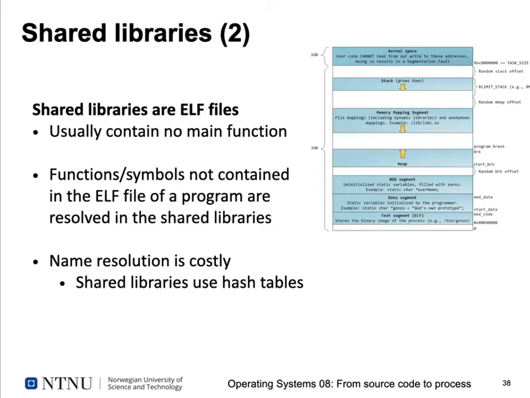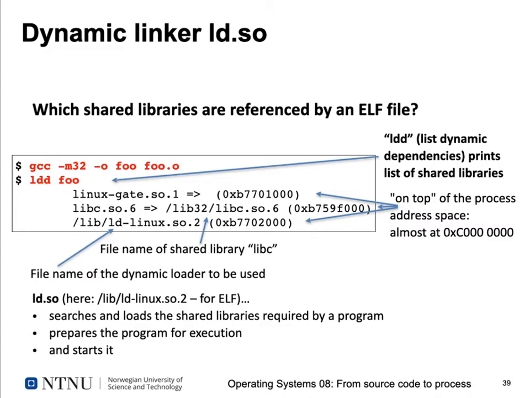And this name resolution is costly, so shared libraries usually use hash tables for this, because there can be several thousand or even tens of thousands of names defined in such a system using shared libraries. So how can we find out which shared libraries are actually used or referenced by an ELF file? So let's try to compile an example program again. And we compile our program like we've seen before, just now generating an executable file foo. So this is using GCC as our linker here.